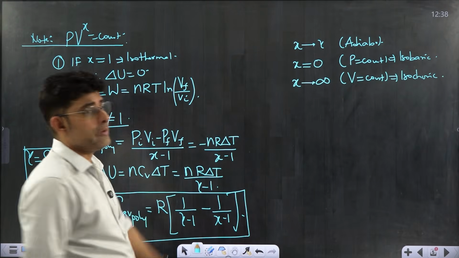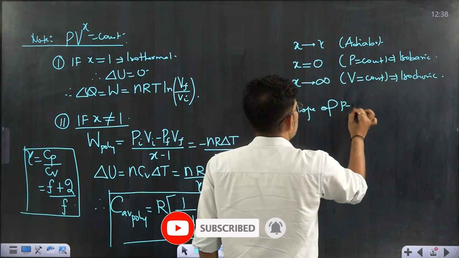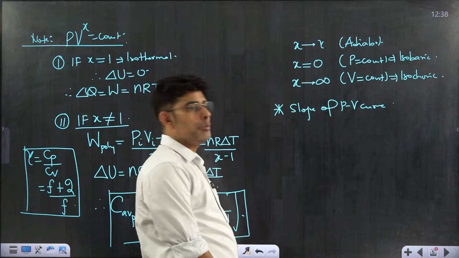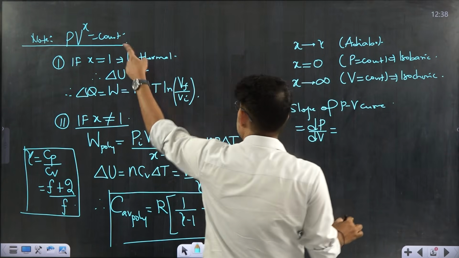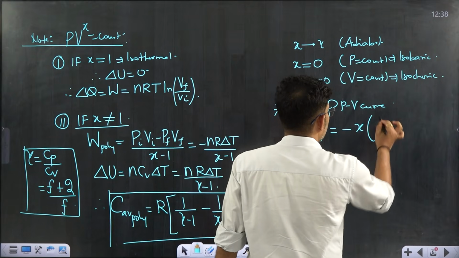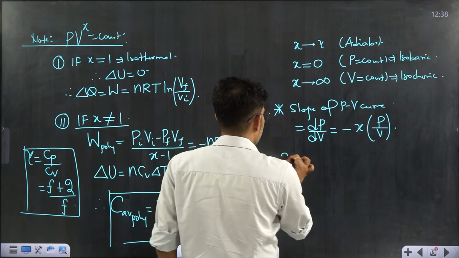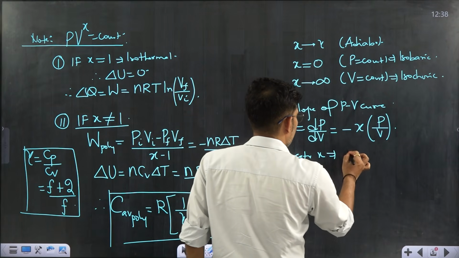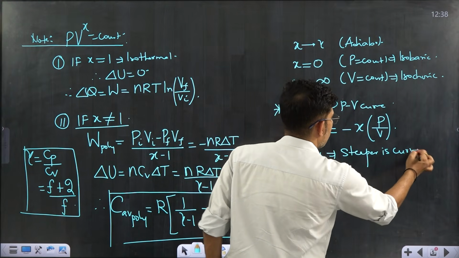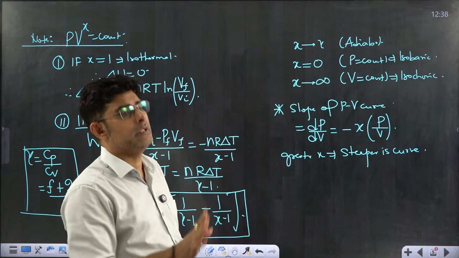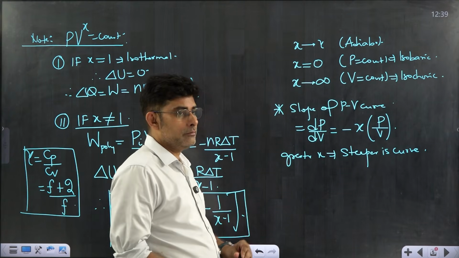Apart from this, for PV^x equal to constant, other values which you have to remember: they ask you the slope of the PV curve. Slope is dy by dx, so dP by dV. When you differentiate that form, it transforms into minus x times P by V. Now remember, the greater the value of x, the more the slope, that is, the steeper the curve. It will be more inclined towards vertical, up or down, for the greater value of x.